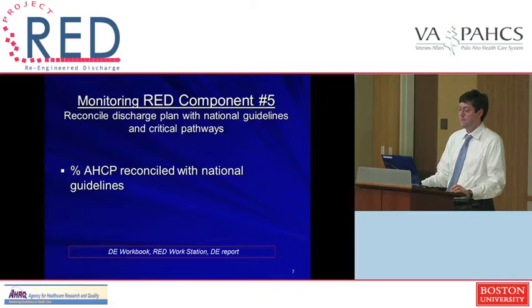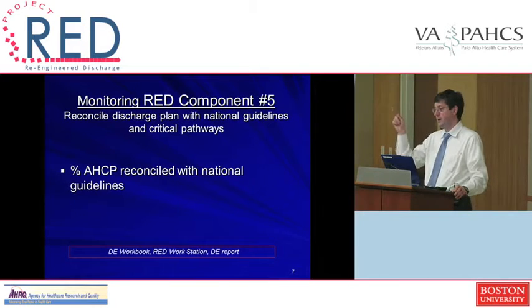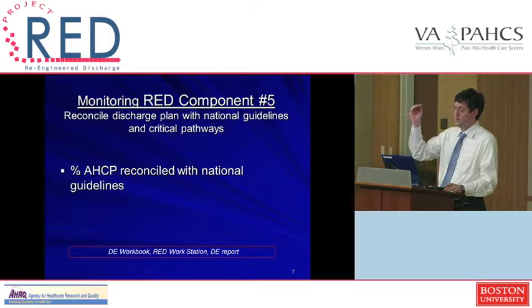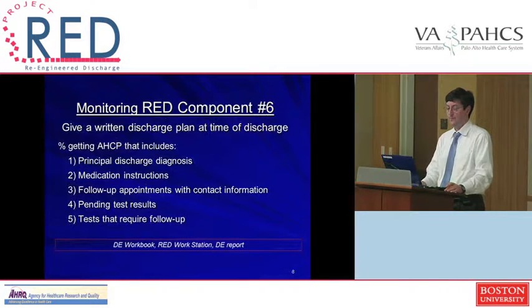Number 5, reconcile the discharge plan with national guidelines. Simply, the percent of after-hospital care plans that are reconciled with national guidelines. And that could be a separate data sheet that the discharge educators somehow check off that they reviewed, if for heart failure patients, the key indicators for the heart failure pathway and whether or not they're included in the discharge plan or not.